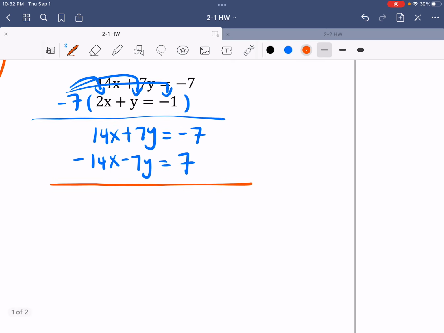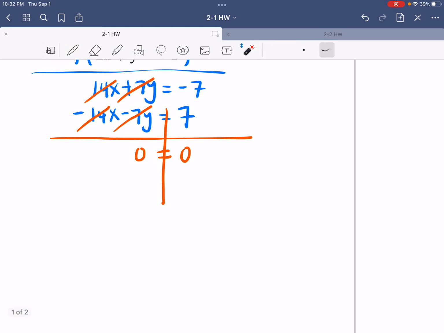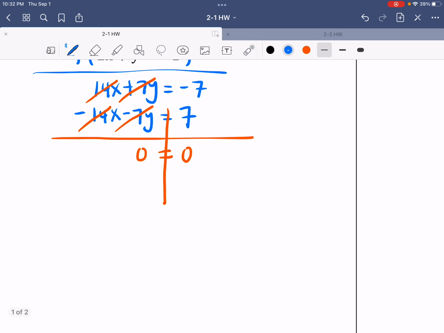So if you do this, 14x minus 14x disappears, and 7y minus 7y disappears as well. So on your left, from this equal sign, you get 0 on your left, equals negative 7 plus 7 is also equal to 0. How dramatic. So 0 equals 0. That's mathematically true, because 0 is simply just equal to 0.